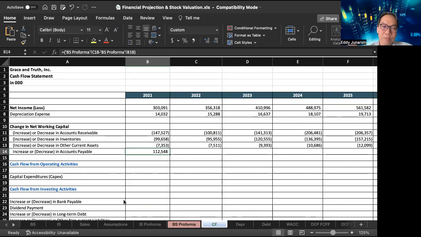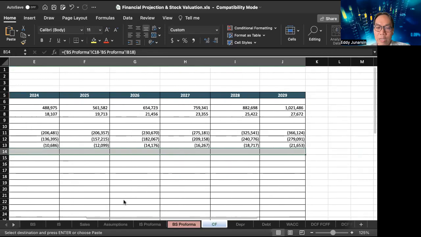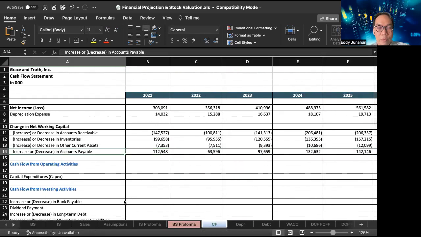now with accounts payable, you delay the payment to your suppliers. So more and more delays in your payments to your suppliers, so you can save money. So increasing accounts payable adds cash to the company. Okay, that's why the increasing accounts payable has a positive effect on our cash flow.